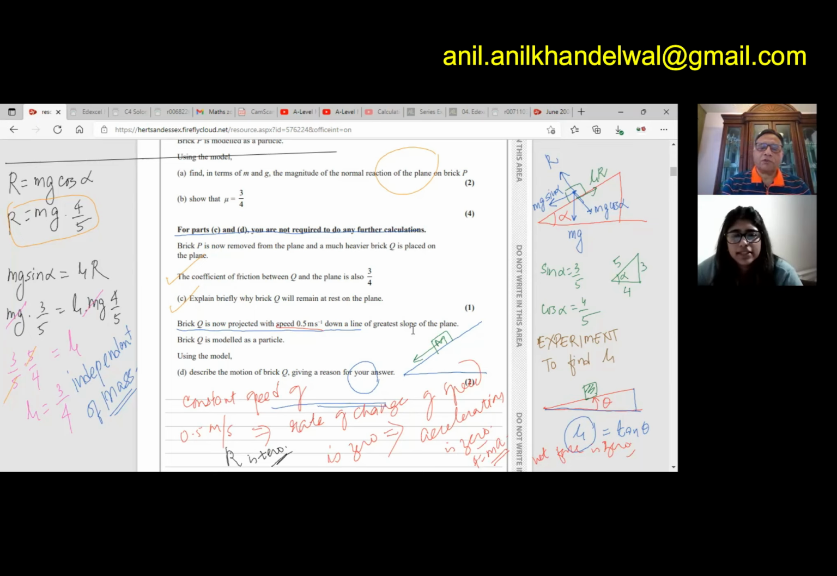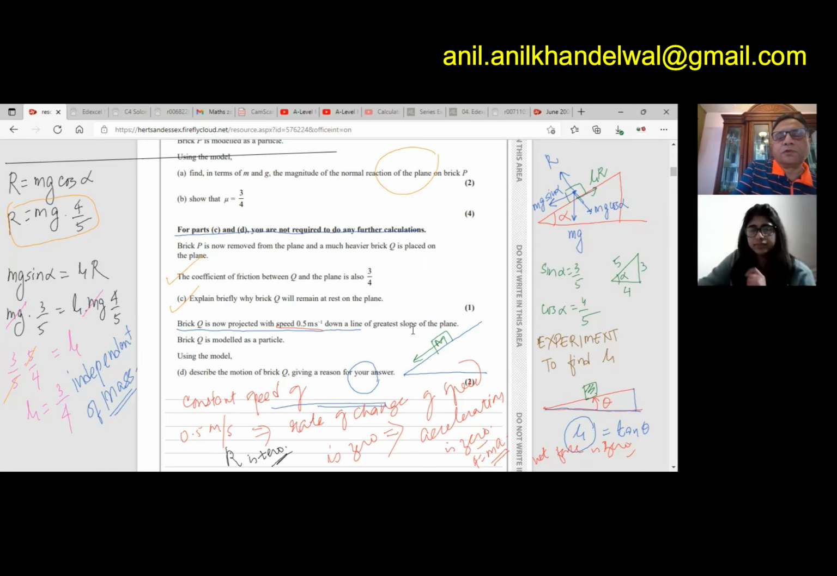They did theirs the other way. When I read the question first, when they said motion, I thought it just meant you would have to use the forces or something and say that it moves downward. But like you said, the answer is in the question, in the statement they've given. It says projected now with this speed down the line of greatest slope, right?